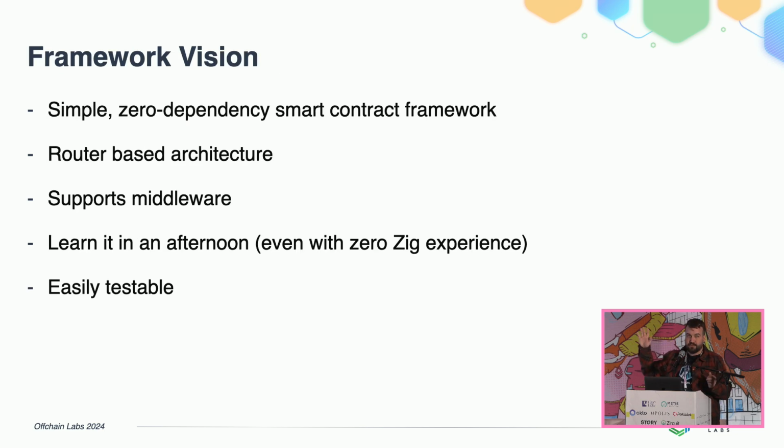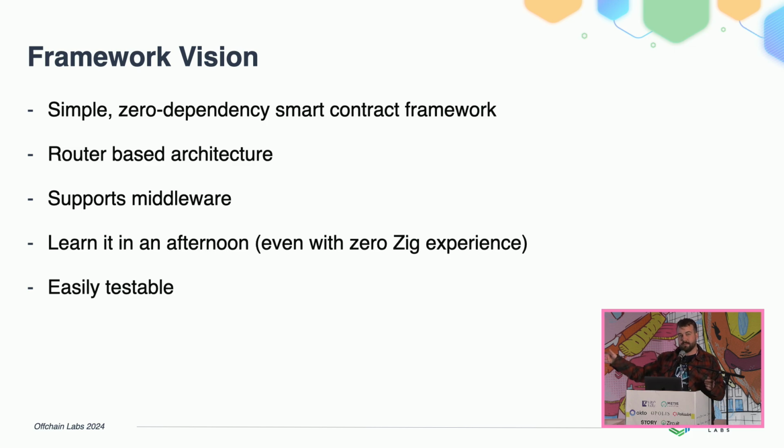So the idea behind this framework that I'm going to show you, which is just sort of an early stage demo of a Zig framework for Arbitrum Stylus, is that it has zero dependencies. It just runs on the standard library. It's using a router-based architecture, almost like a web server, like Express.js or something like that.